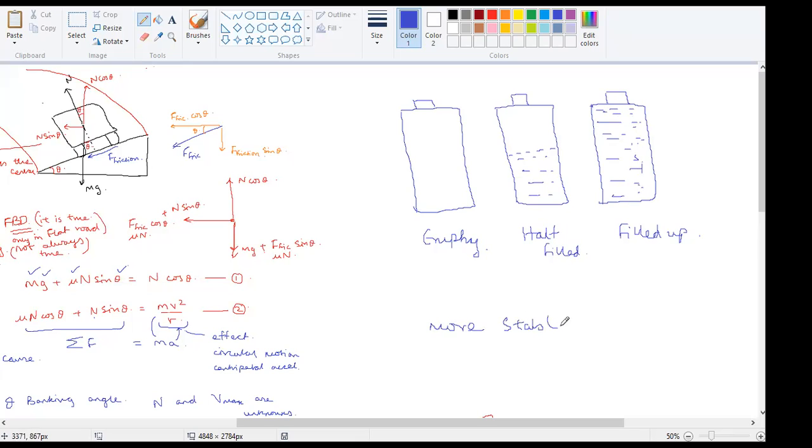The filled one. The third one, the fully filled one. Why? Any other answers? Let's think about it. Center of gravity, would you like to keep it at a very high point, or would you like to keep it at a lower point? No idea.